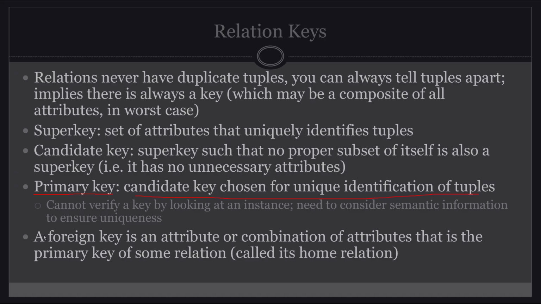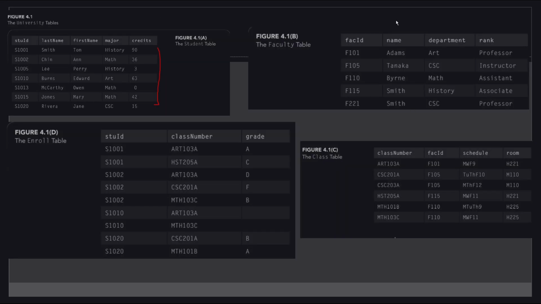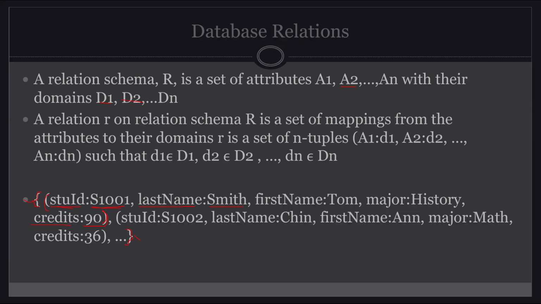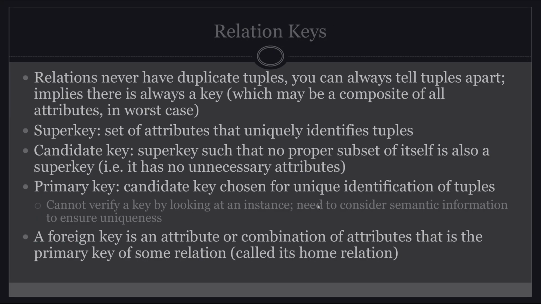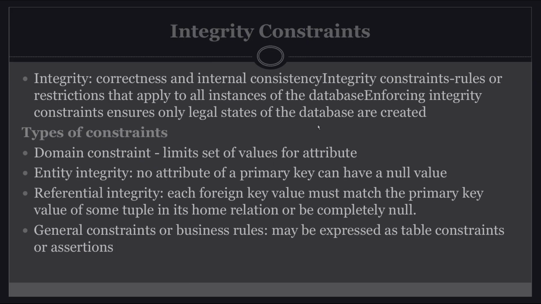Finally, the foreign key is an attribute or combination of attributes that is the primary key of some relation, and that relation, as we said 3 slides ago, is the home relation. So the home relation of this is the faculty table. Okay, great.